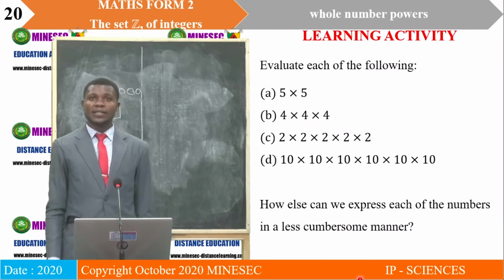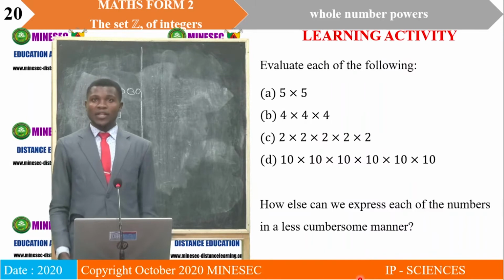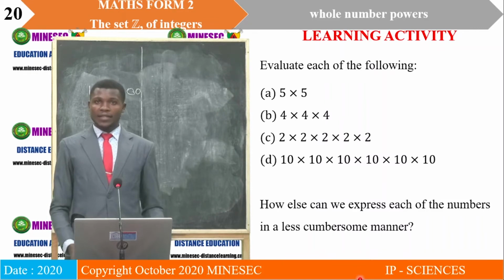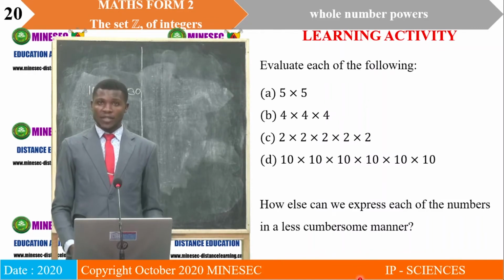Now, let's look at this learning activity. Evaluate each of the following. The first one is 5 times 5. The second is 4 times 4 times 4. The third is 2 times 2 times 2 times 2. And the fourth is 10 times 10 times 10 times 10 times 10.